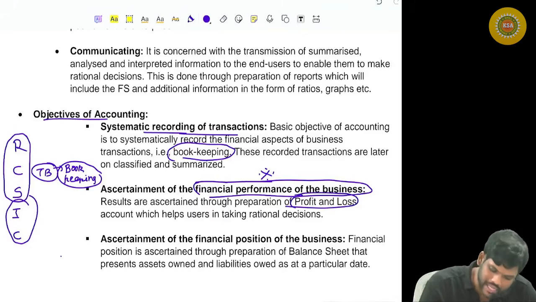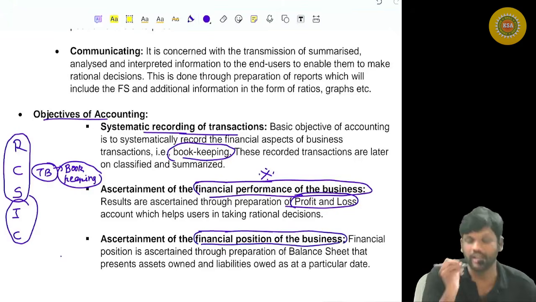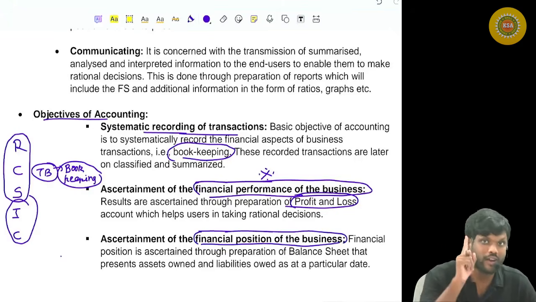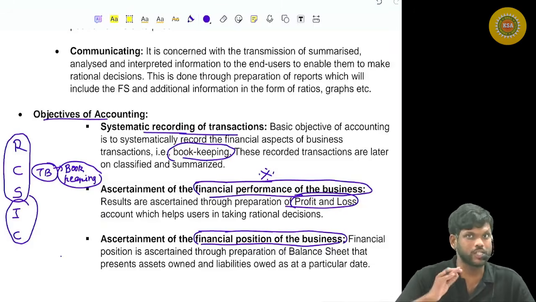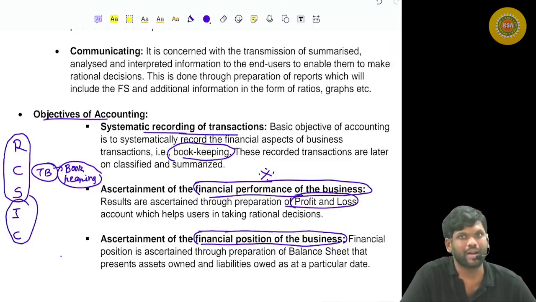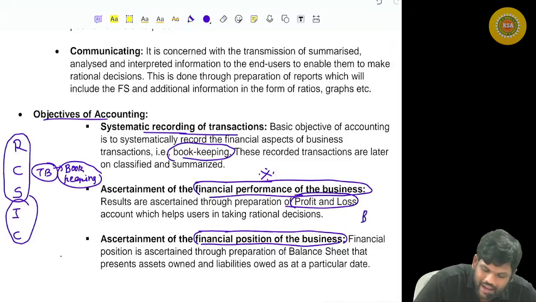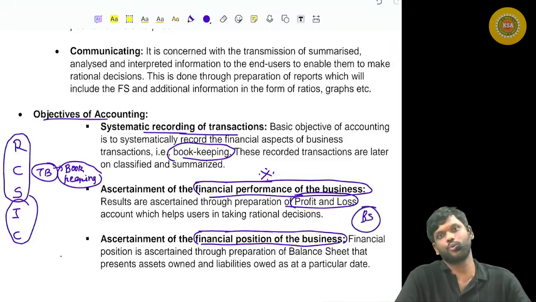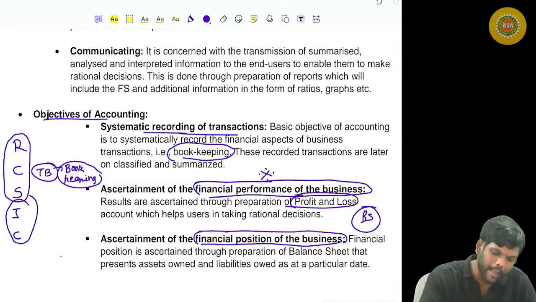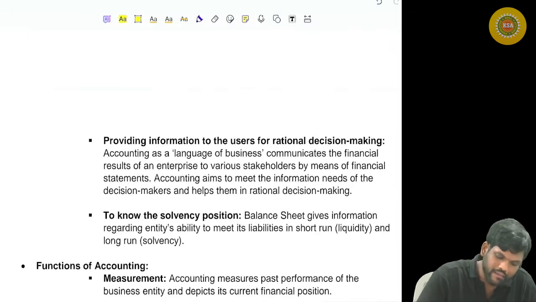Third objective is ascertainment of financial position. Financial performance is different, financial position is different. Financial performance is profit and loss, your P&L account. Financial position is your assets, liabilities, and capital. It is the balance sheet position that also you would want to know. So the third objective of accounting is to ascertain the financial position of the business. And then we have two more.